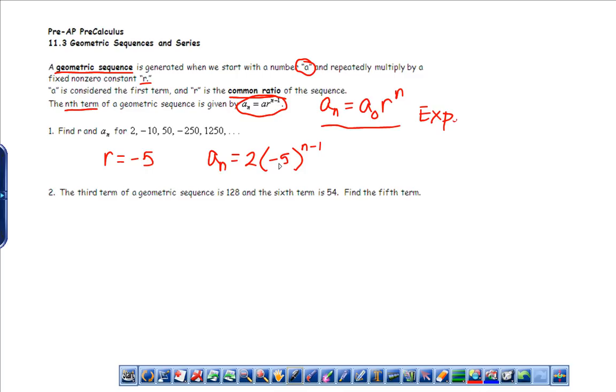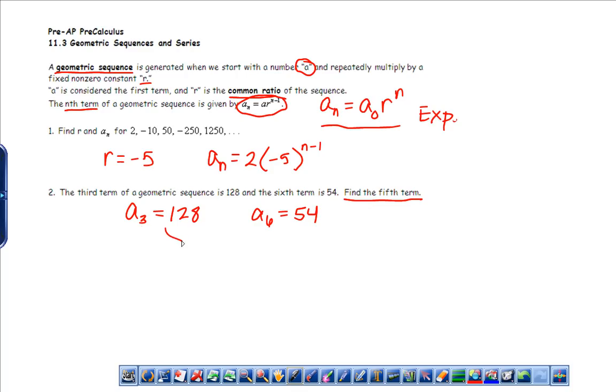All right, so this is a different type of question. This says the third term of the geometric sequence is 128, and the sixth term is 54. So I'm going to write that out, and then now we need to find the fifth term. So obviously you could use logic to figure out what you're multiplying by, and then go back 1 from 54 to figure it out. I'm going to use algebra.